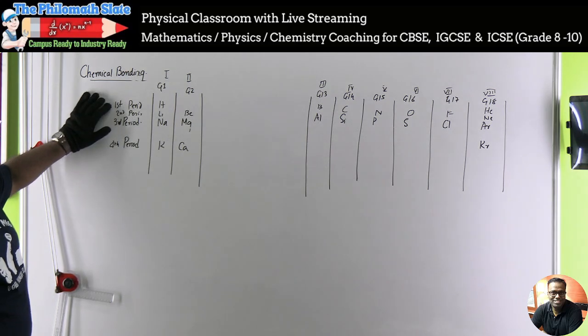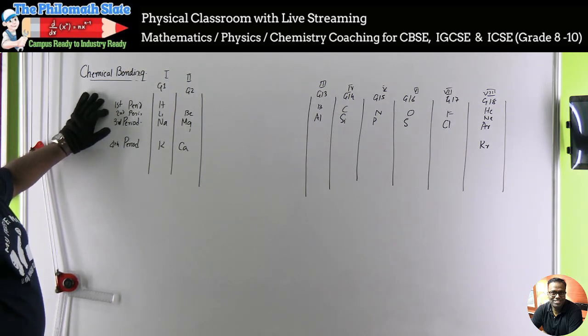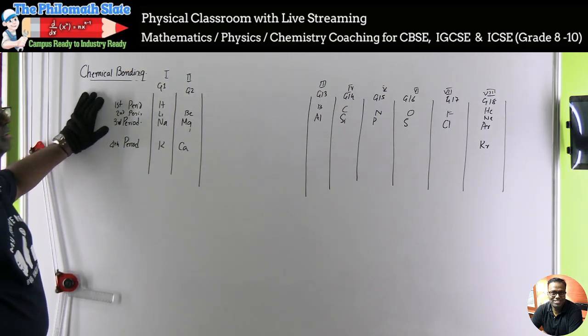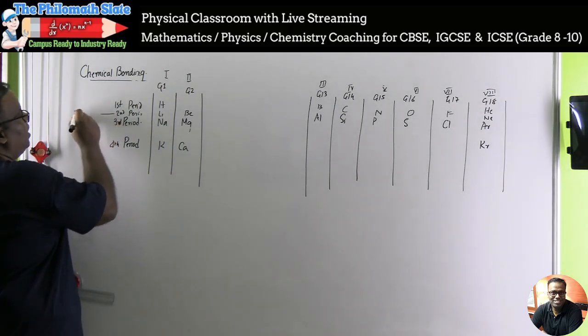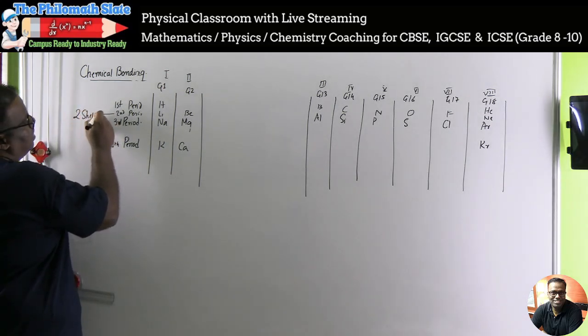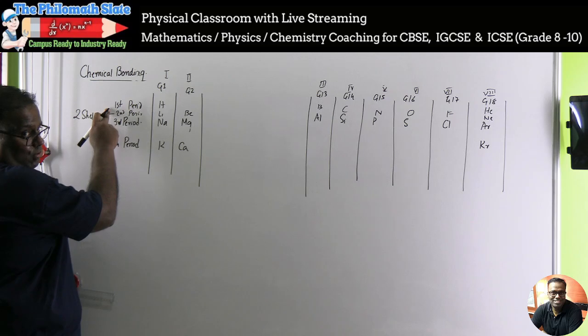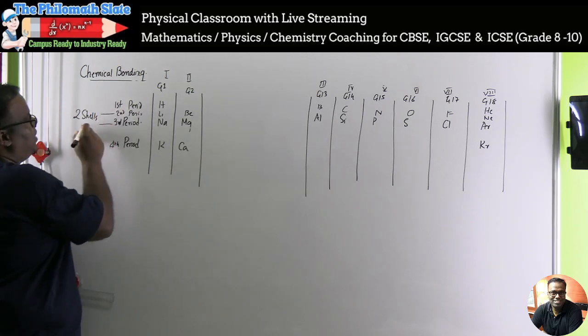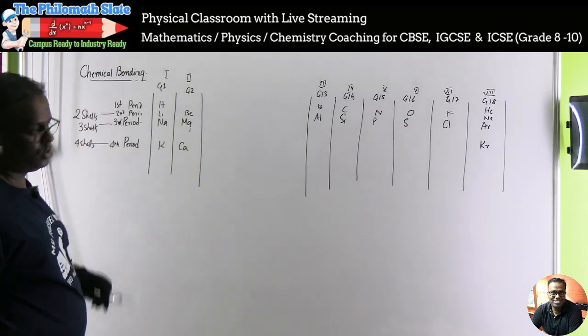The period number tells you the shell count. First period means one shell. Second period elements will have 2 shells. Means duplet criteria is only for hydrogen and helium. Third period has got how many shells? 3 shells. Fourth period has got 4 shells. Clear? Chalo, अब देखते हैं.